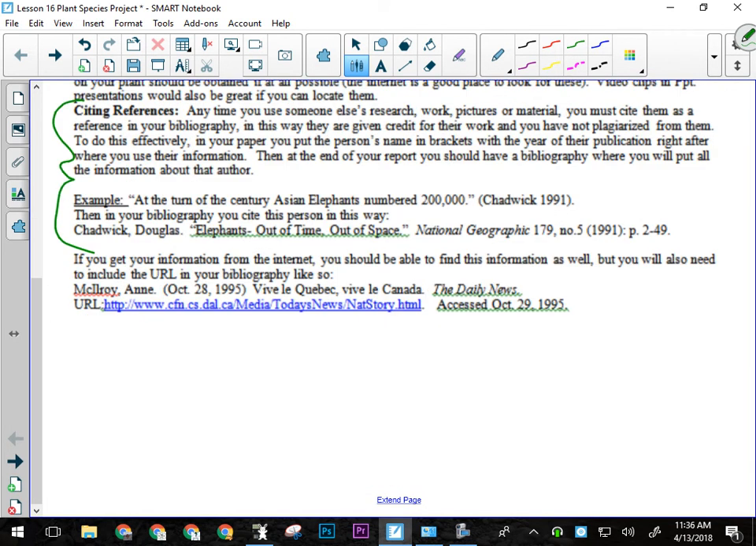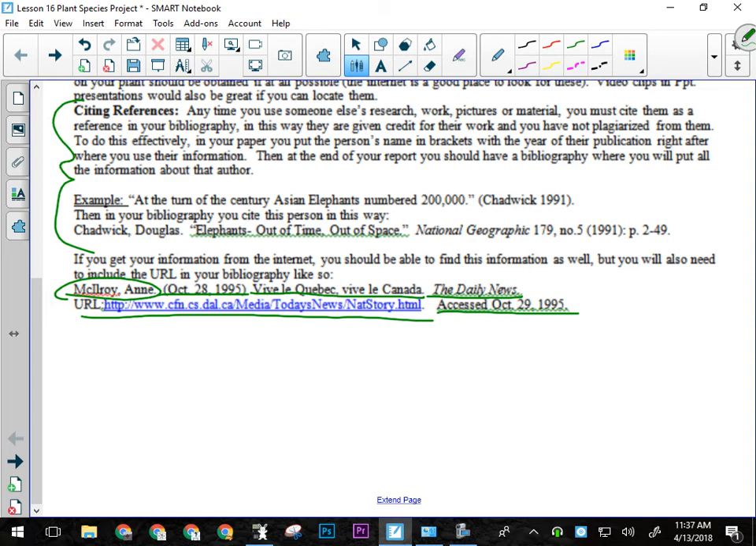For a website, which is probably what you're going to use: name of the author first, date the article was posted, or the last day the site was updated, whichever you can find. Then the name of the article, the name of the website, then the URL, and the day you accessed it and looked at it. That is the information that you need to find and put into your bibliography.